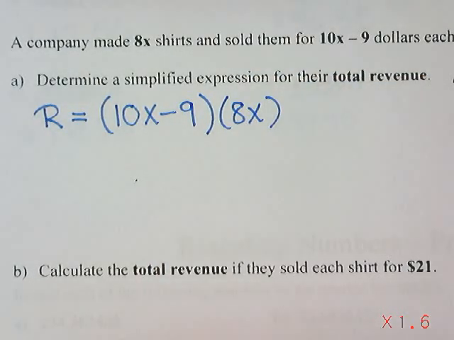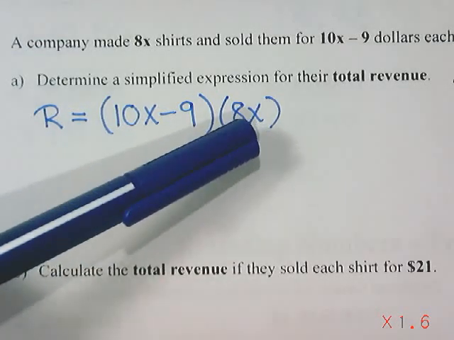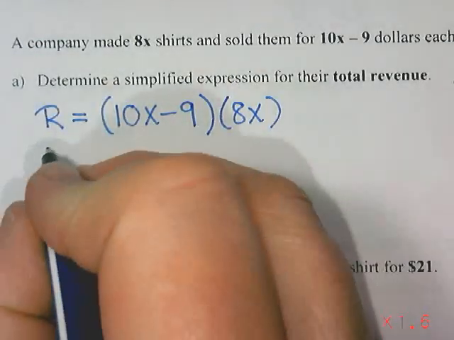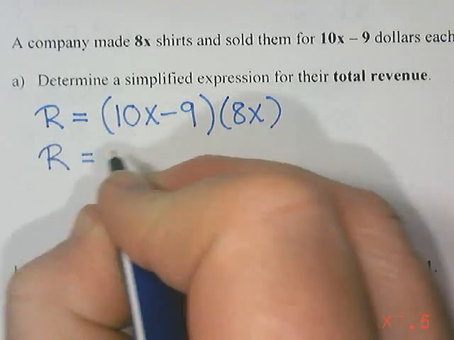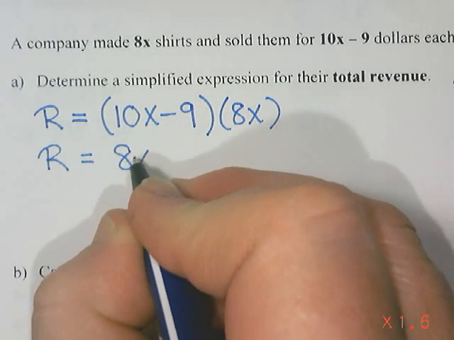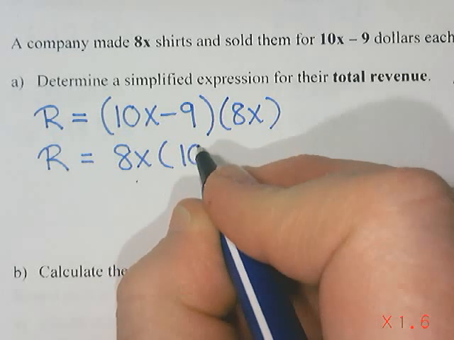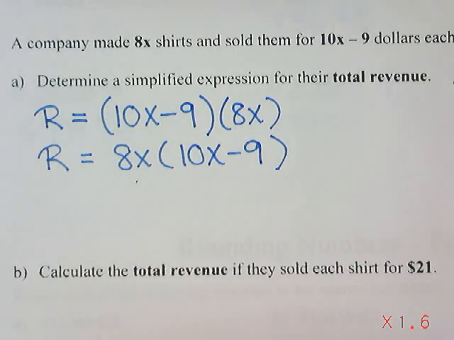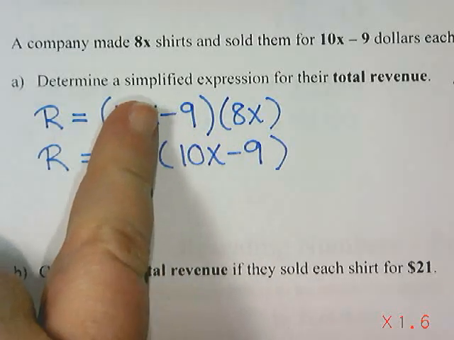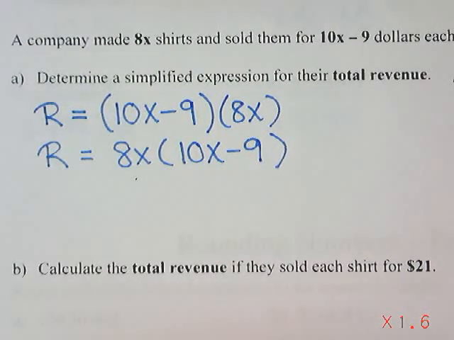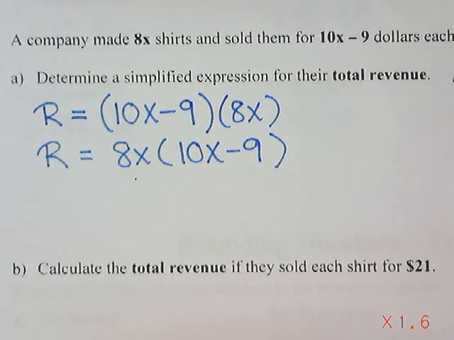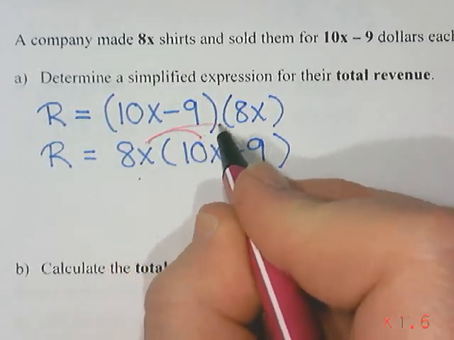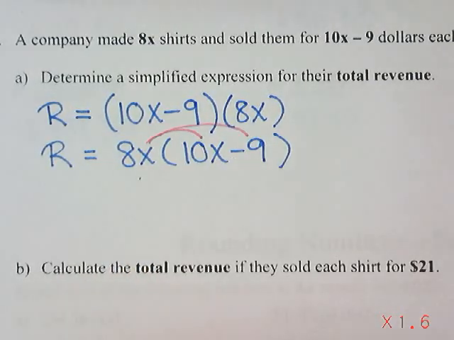And this is the same thing as last time. I would like to put the monomial, the single term, by itself in the front. So I'm just going to swap the order here and do 8x times 10x, take away 9. And it wants a simplified expression, which means I need to multiply this out. So I'm going to take 8x and multiply it by 10x and -9.